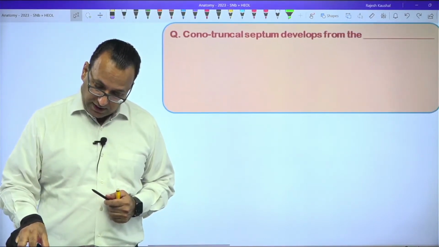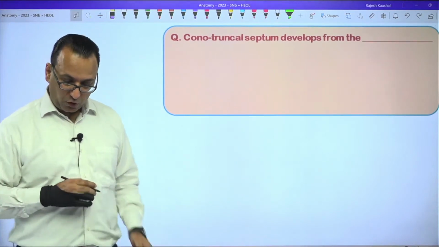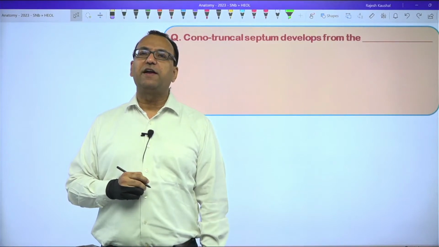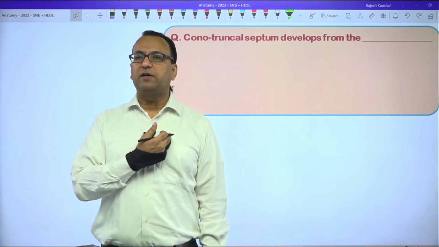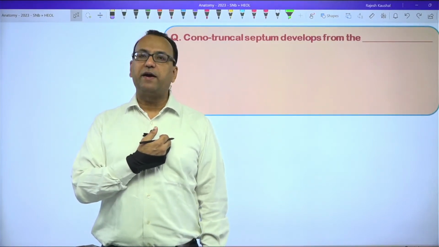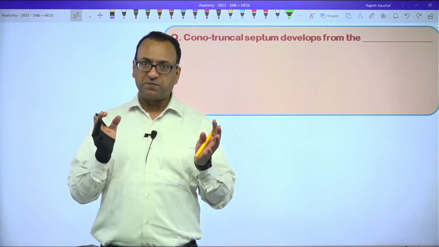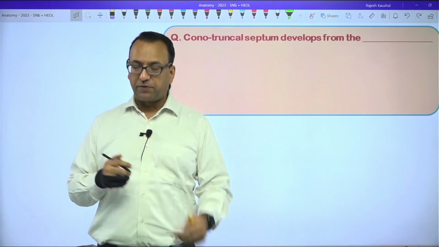So, as we start, the very first question which you find in front of your eyes is about the embryology section, conotruncal septum develops from. Conotruncal septum is the other name of aorta pulmonary septum in the developing heart, which will be dividing the truncus arteriosus into two parts, aorta and pulmonary trunk.